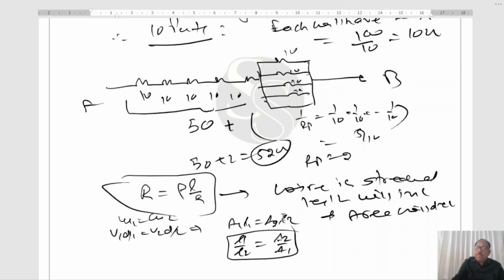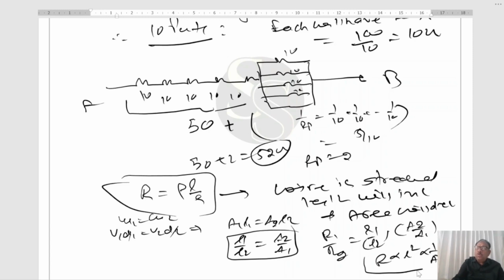Using this concept, R1 over R2 will be equal to, rho cancels, L1 over L2 into A2 over A1. If this is done, R is proportional to L square, equals to 1 over A square, that is 1 over r to the power 4. Very important information. Very important information. Right. Next question.